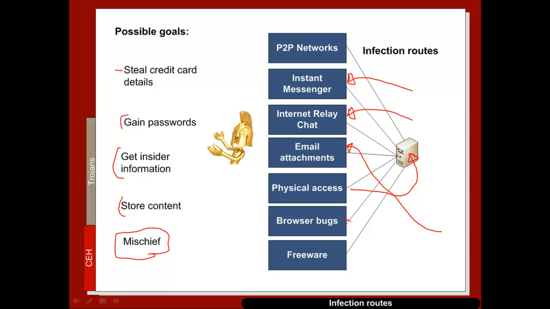Browser bugs have also been a particular problem in the past, where programs have been injected through these bugs, and also freeware programs are distributed for free but might contain some sort of malware such as a Trojan.